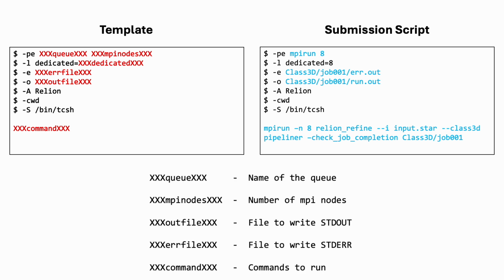Queue, the name of the queue. MPI nodes, the number of MPI nodes being used for the job. Out file, a file where the job's standard out will be written. Error file, the file where the job's standard error will be written. And command, which is a list of the commands that will be run.